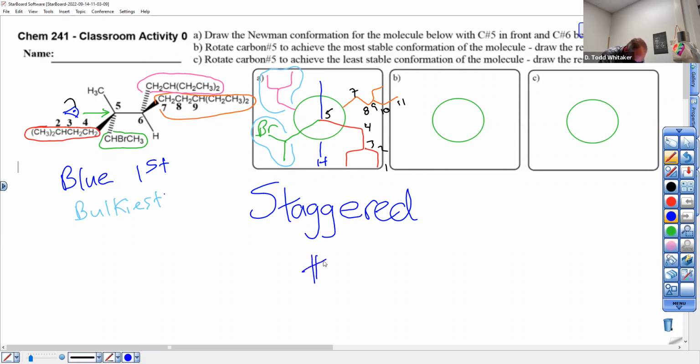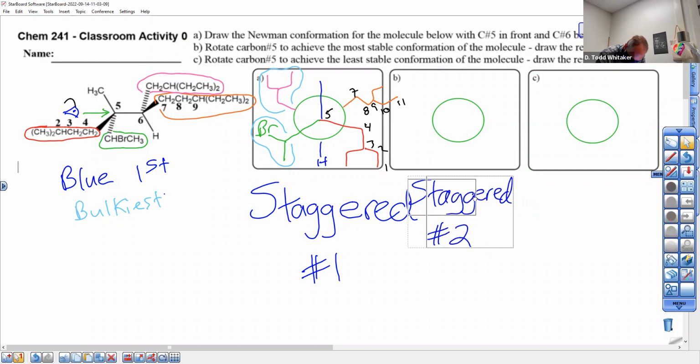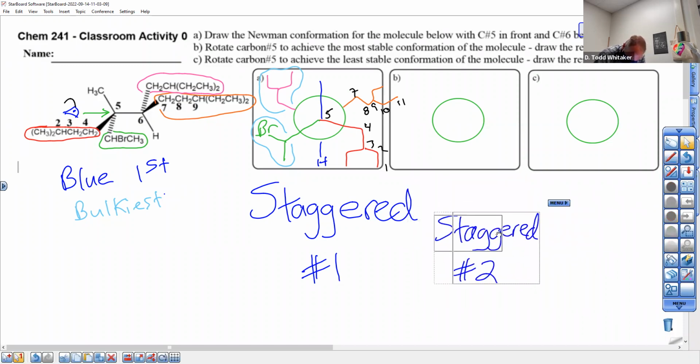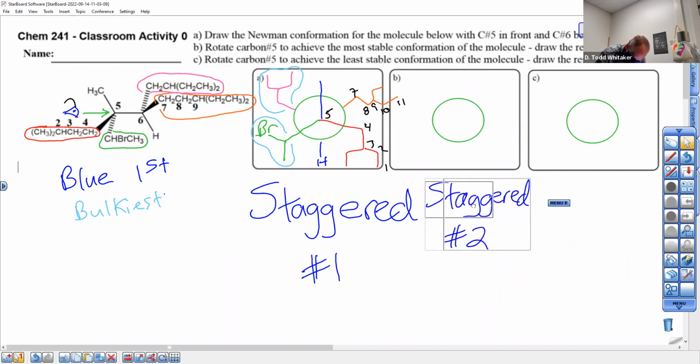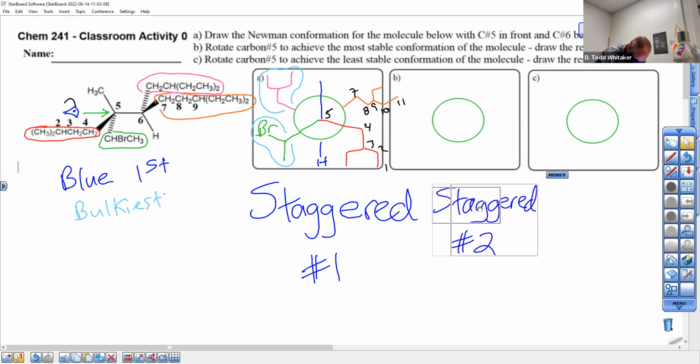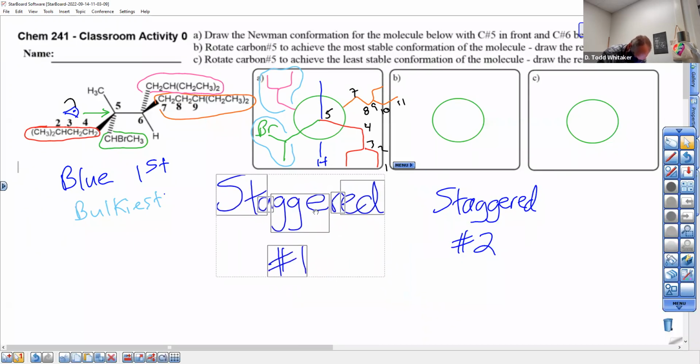Staggered number 1. This will be staggered number 2. Because it'll be, no, I'm going to move this comment over because it's for the second molecule. And we're going to shrink things eventually or move them some more. There we go.